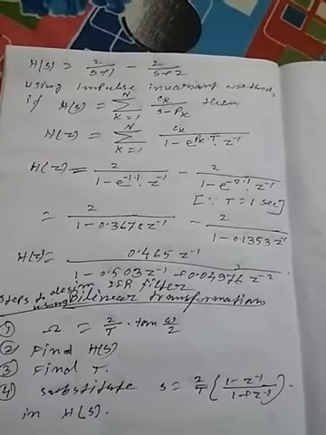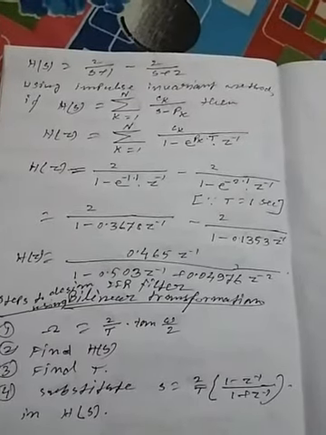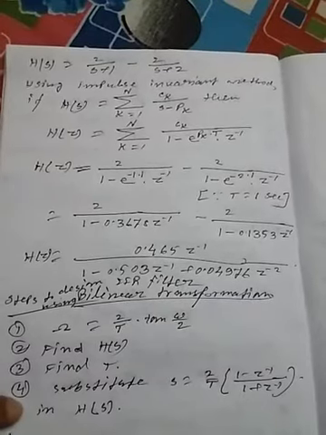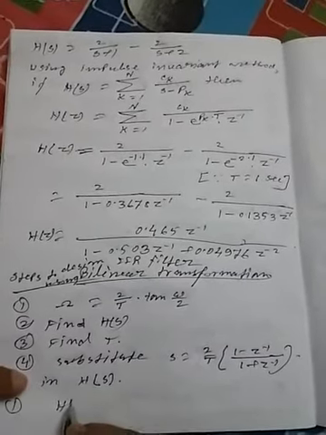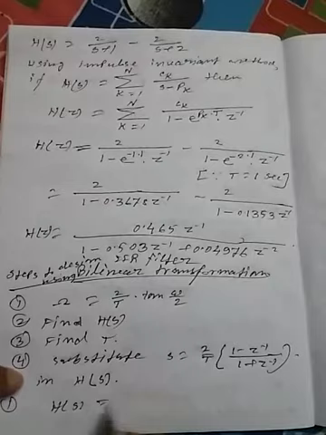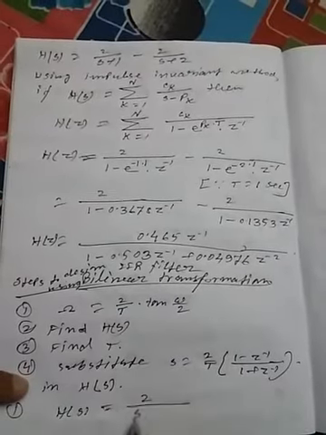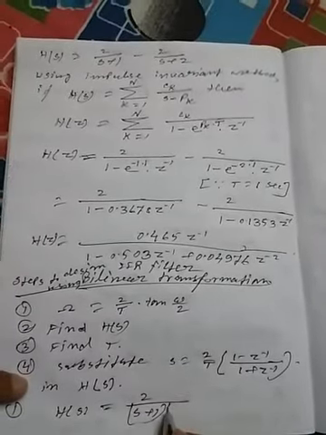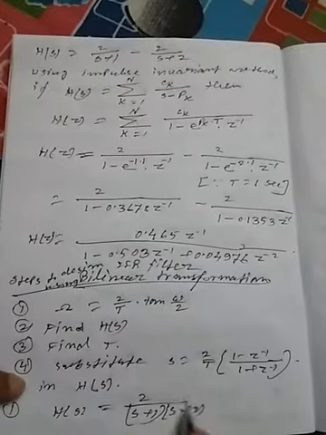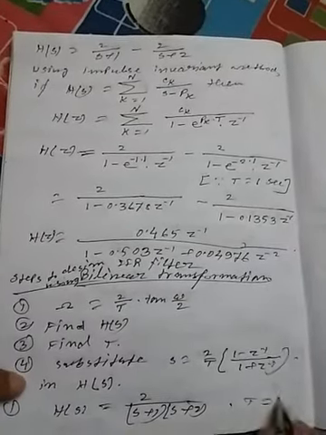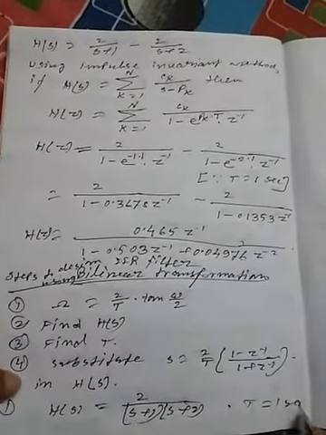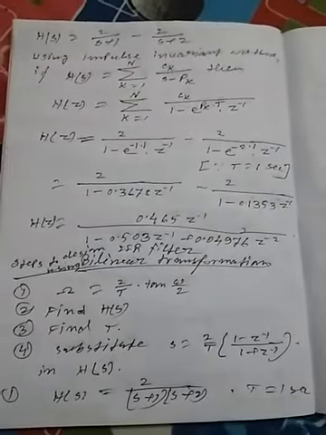Let us take an example. Let us take the same example where Hs is given by 2 by s plus 1 into s plus 2, and sampling rate capital T is given by 1 second.